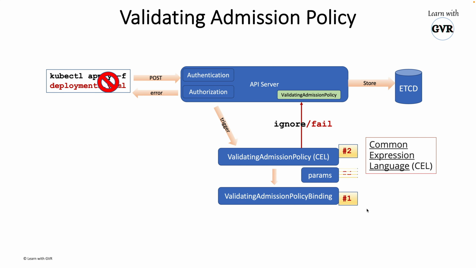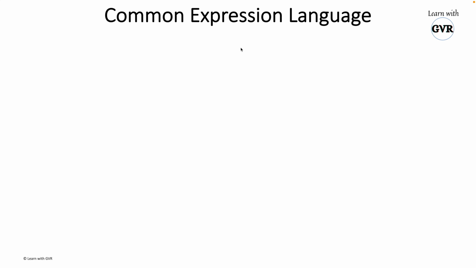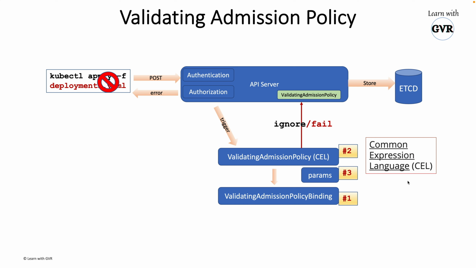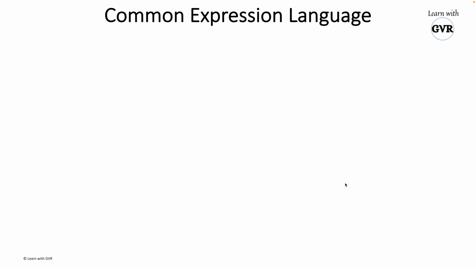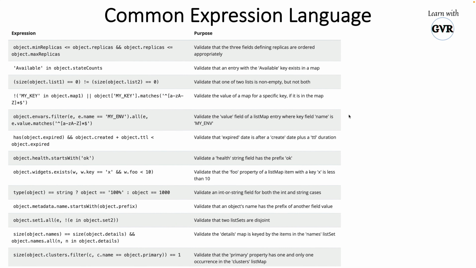And here, 1, 2, 3, these are the three major components. Now, Common Expression Language. In the previous slide we have seen the Common Expression Language three or four times. Common Expression Language is declarative based. These are the examples given, expression and purpose.